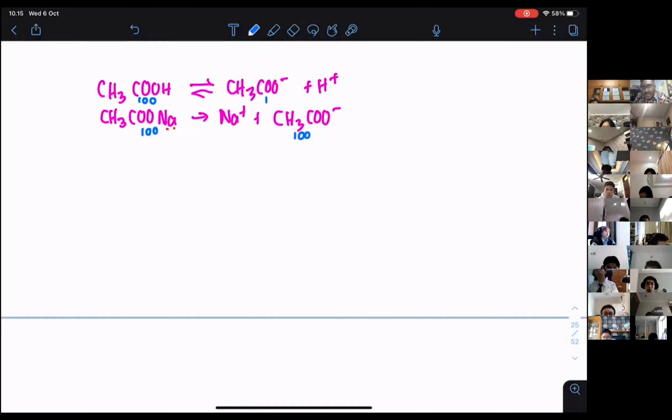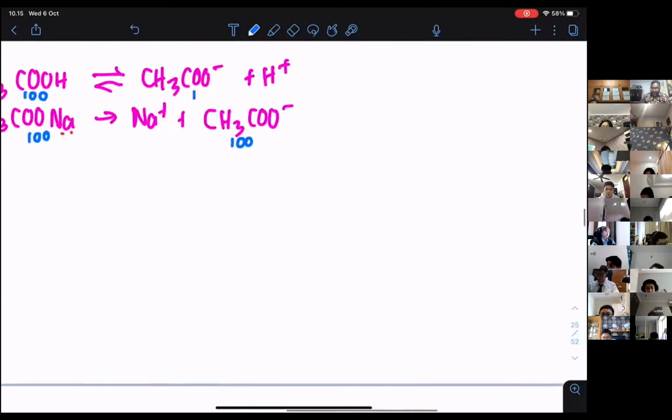So now if you compare 1 with 100, the 100 that comes from the salt is going to be more significant compared to the 1 apple that is coming from the weak acid. This is a very important concept.